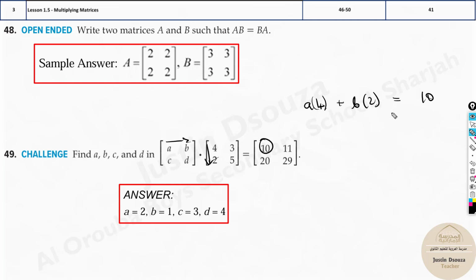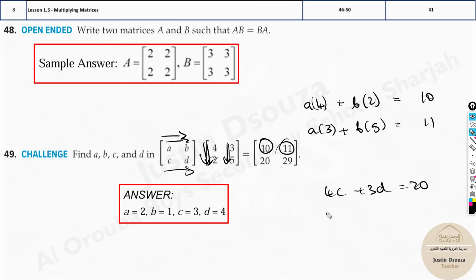Now here we can't just solve here. There are two variables. So again, let's multiply this with the next row, and what's the answer? It's 11, right? So now we will have A times 3 plus B times 5 is equal to 11. Now you have simultaneous equations. And I'll write this also over here and over here. I'll write the constants first. 4c plus 3d is equal to 20, and we have 2c plus 5d is equal to 29.